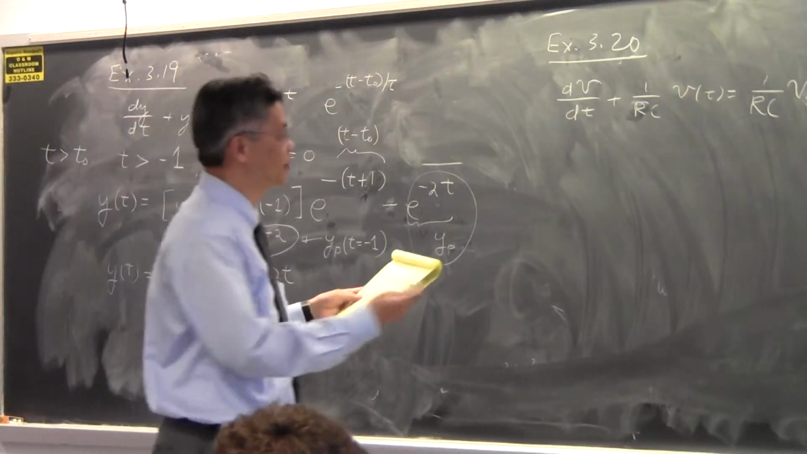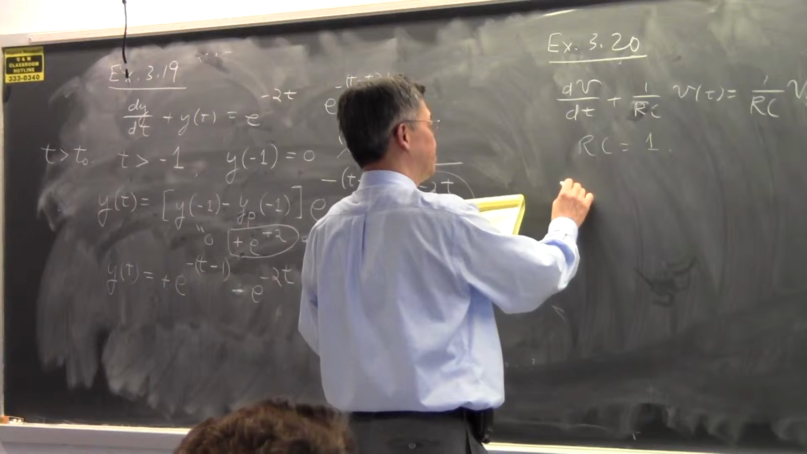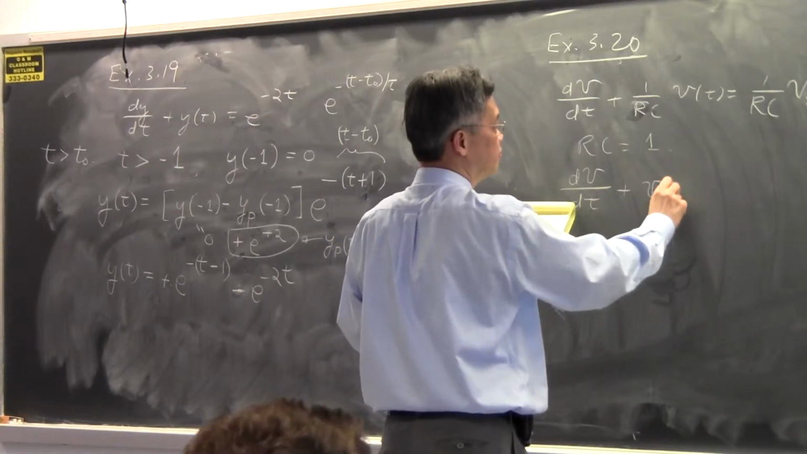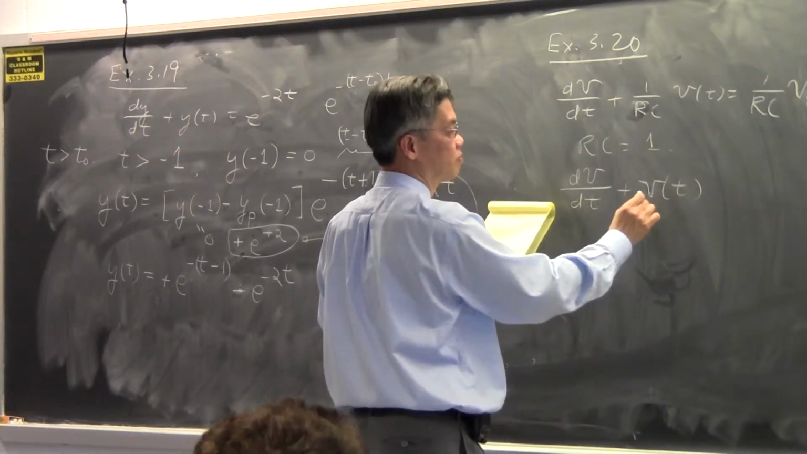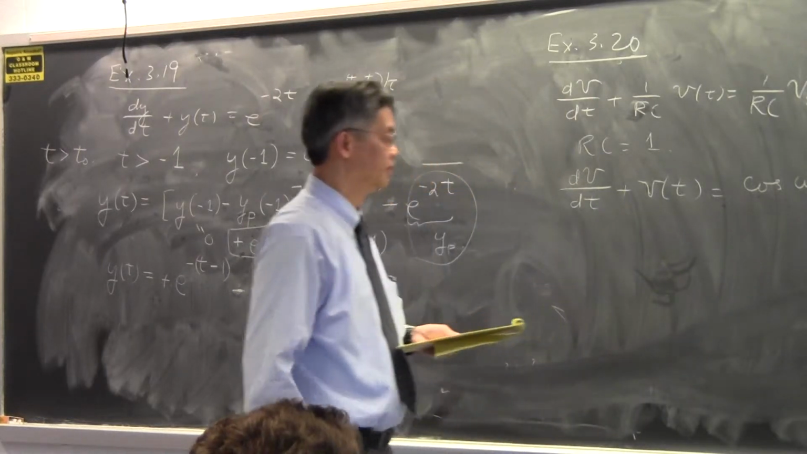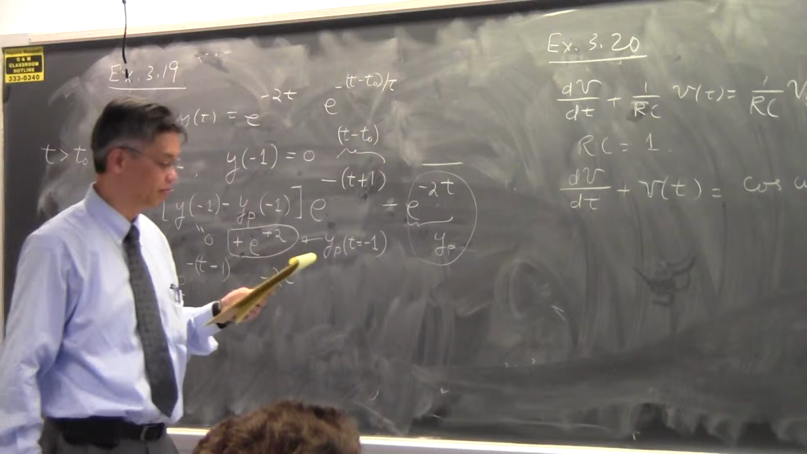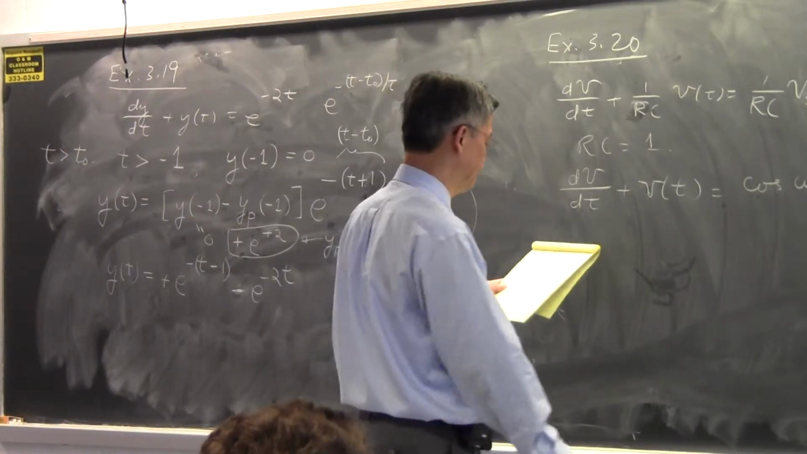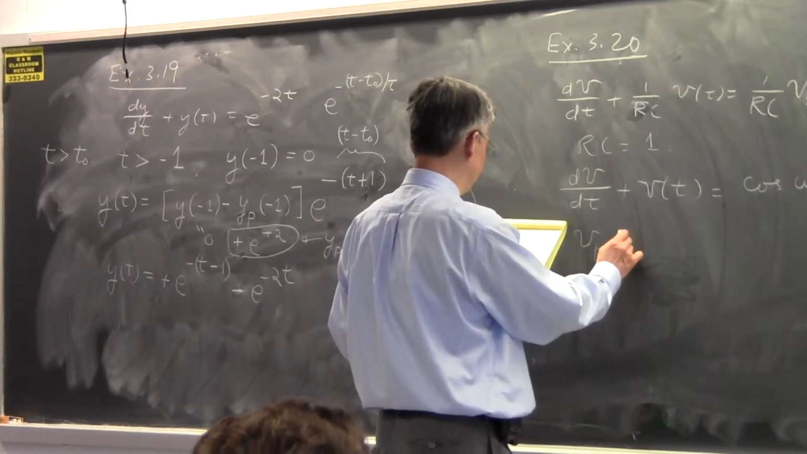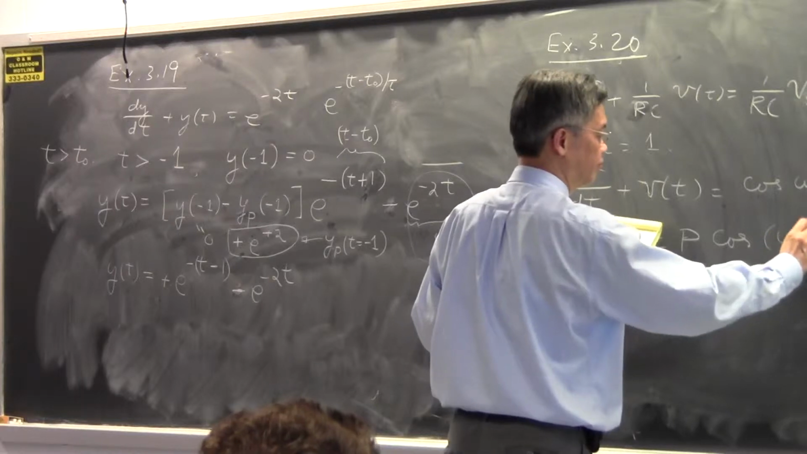And I'm going to make RC equals 1 to make life simpler. And I'm going to make the right hand side a cosinusoidal function equal to cosine of omega t. I ask myself what the particular solution should be. And to find a particular solution, I make a guess that is something of this form.